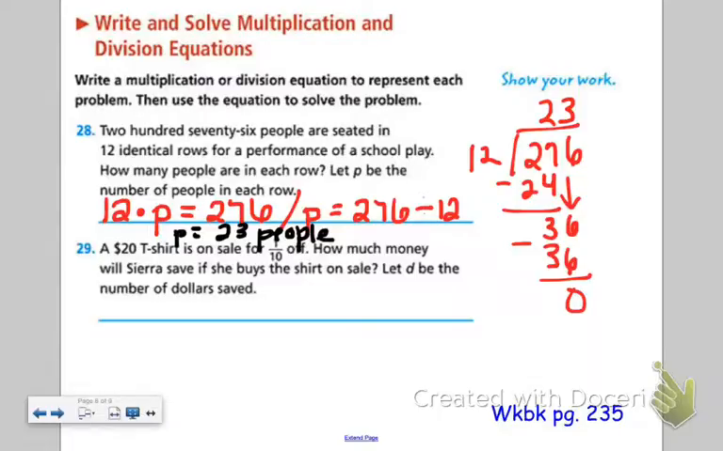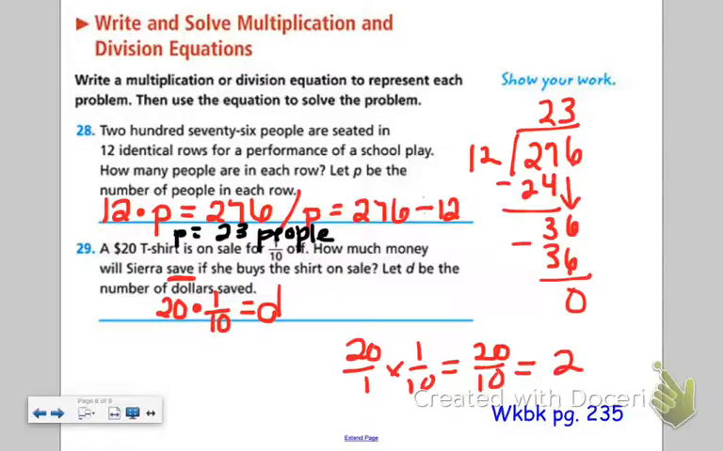I know that we've got a $20 t-shirt. I'm going to use red again. I've got a $20 t-shirt, and I'm going to times it by the 1/10 off, and that's going to help me figure out how much money she is saving. So I'm going to use D for the number of dollars saved. So we have to do 20 times 1/10 to get the number of dollars saved. So 20 over 1 times 1/10 is going to give me 20 over 10, which is 2. So D is going to be $2 saved. She is saving $2, which really means the sale price would be $18, right? If she's saving $2, she's not spending that $2, and the original price was $20, I know that she must be spending $18.